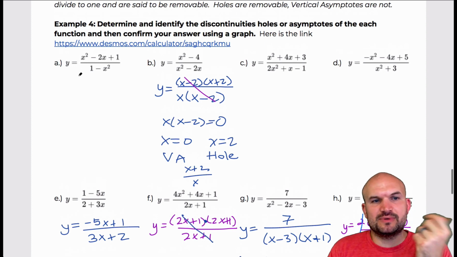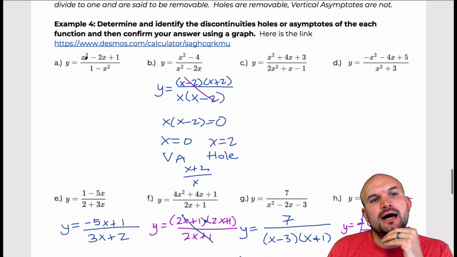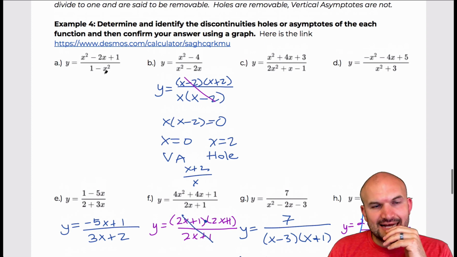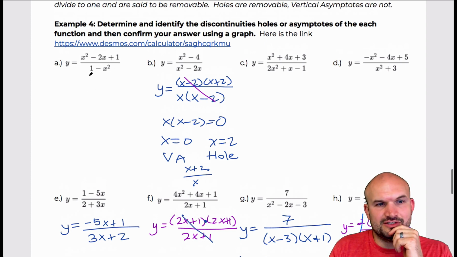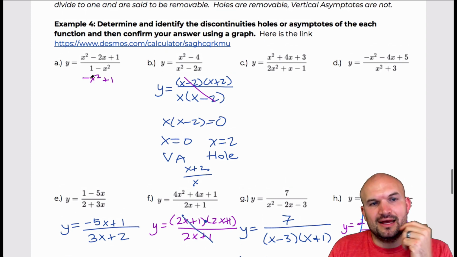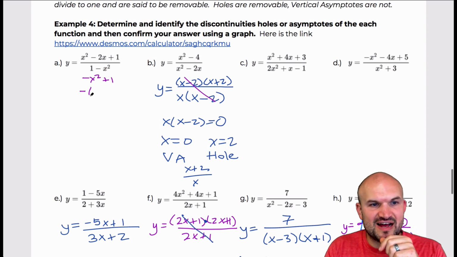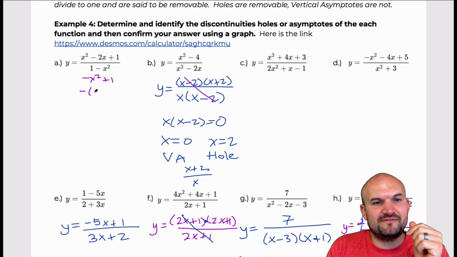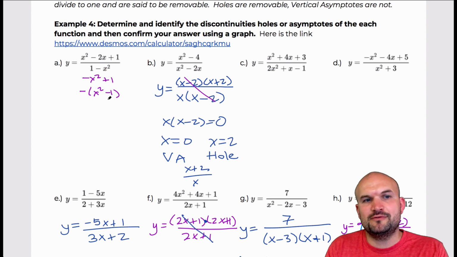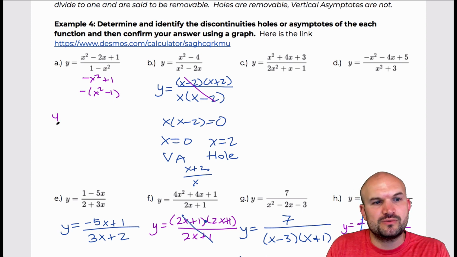So when looking at this one now, going into your first problem, I don't really like the denominator written like that. So what I usually like to do is rewrite this as negative x squared plus 1. And then again, I could factor by difference of two squares here, but I prefer to factor out the negative. By factoring out a negative, I get x squared minus 1. Now, that is much easier for me to factor using difference of two squares.